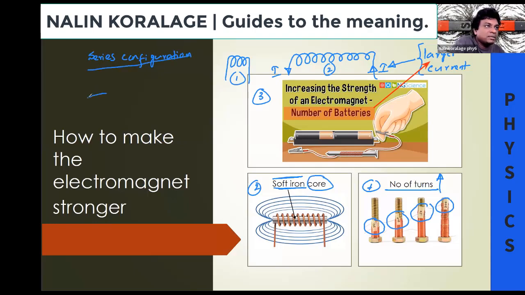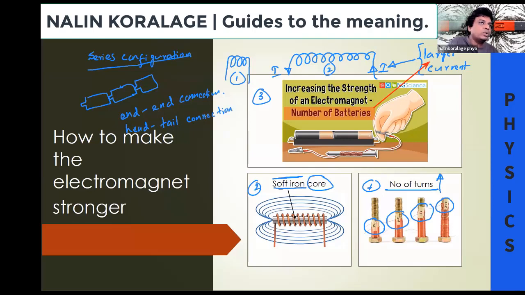So you have one battery here, like that, and you have to connect the other battery in this manner. So it's called end to end. The other battery this way. That's called a series connection. So you can easily remember end to end connection, or at the same time you can remember head to tail connection. You can use one of these two phrases while you're writing your answers: head to tail connection or end to end connection.